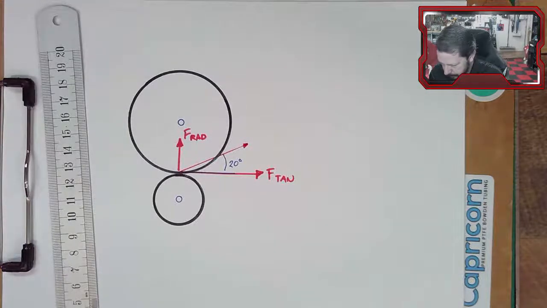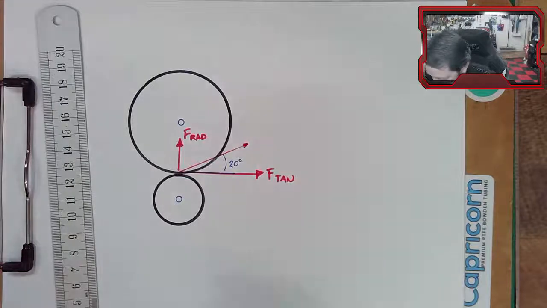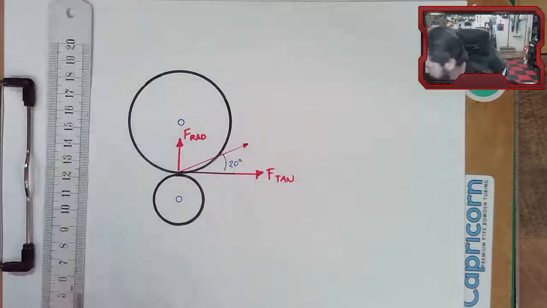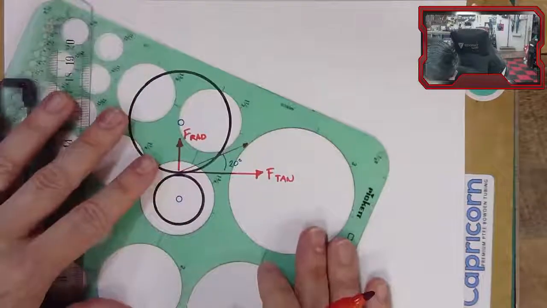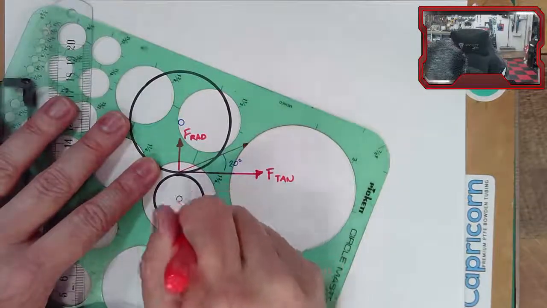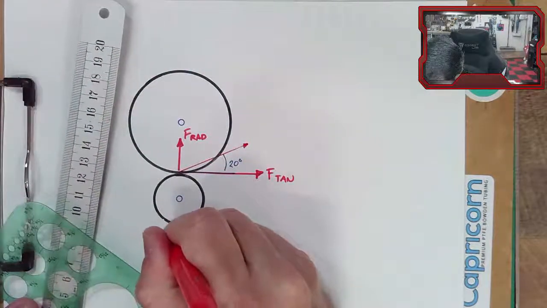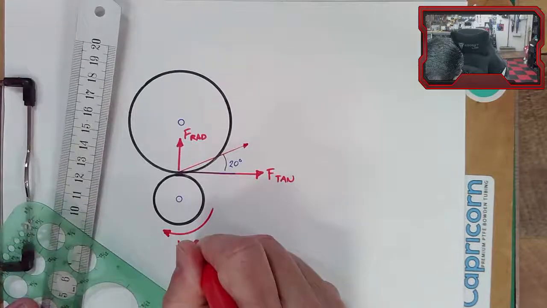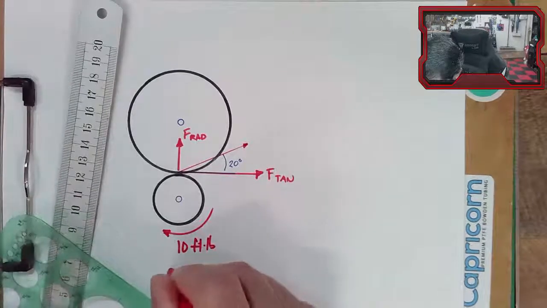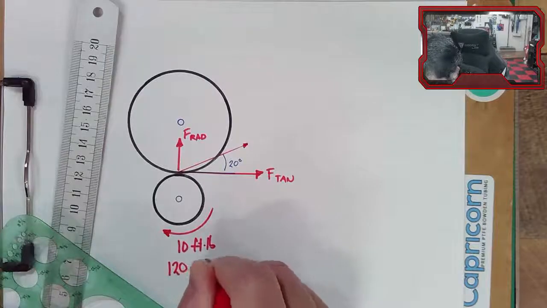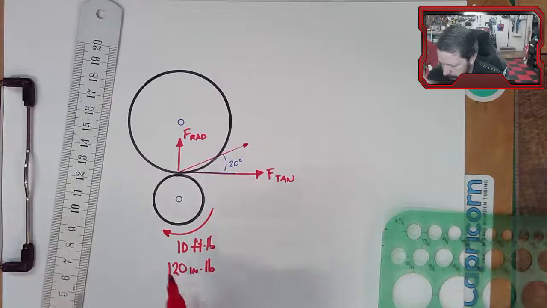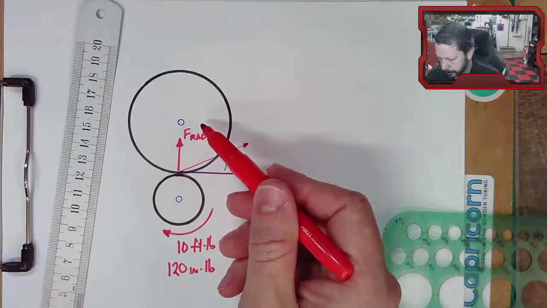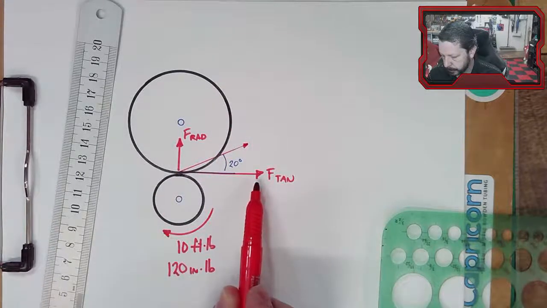All right, so let's get back to this though. I said that we were trying to apply 10 foot-pounds of torque. That's going to be 10 foot-pounds, or 120 inch-pounds of torque. That torque gets transferred to this gear through this tangential force.